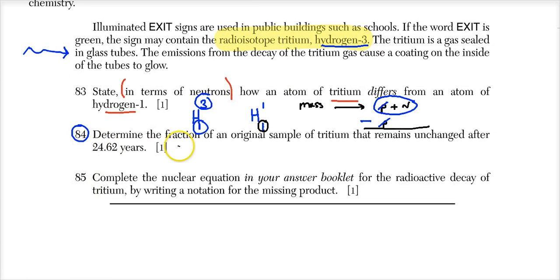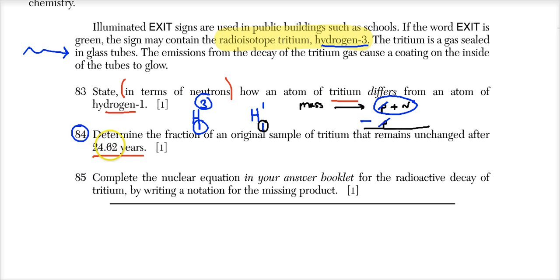So 84, determine the fraction of the original sample of tritium that remains unchanged after this amount of time. So this is essentially a half-life problem. And we need to know what its half-life is. So this is the total time.